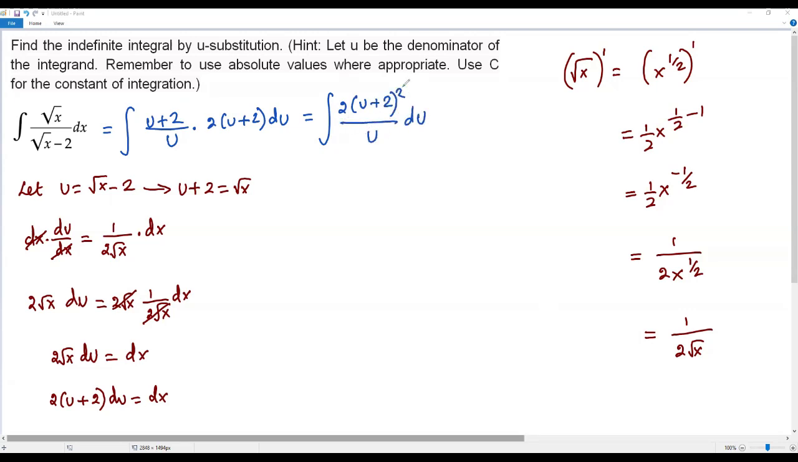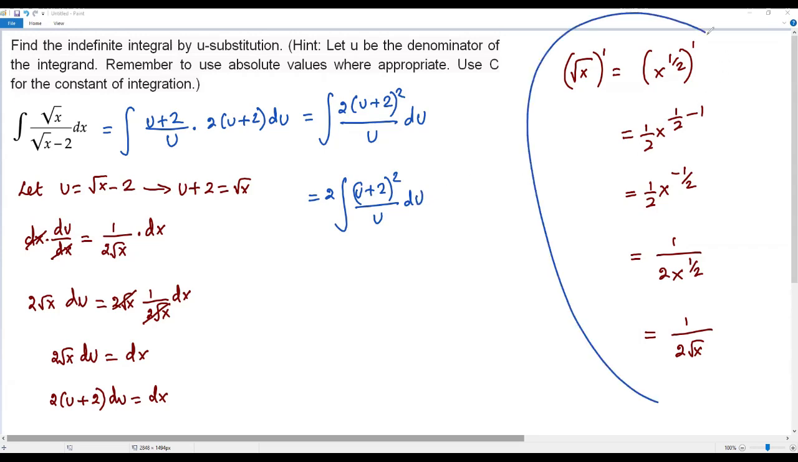In this integration, this is the part that contains a variable, so this is what we are going to integrate, but this complete expression is multiplied by the constant 2. In integration, whenever the function which is integrated is multiplied by some constant, the constant can be moved out of the integral. So then I'm getting 2 times the integral of (u + 2) the whole square over u times du.